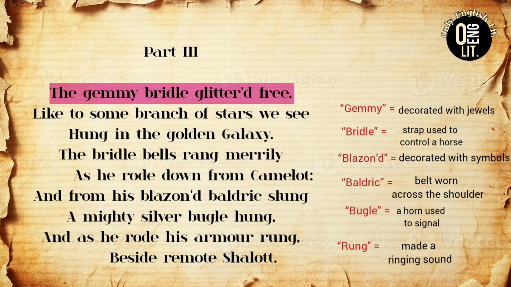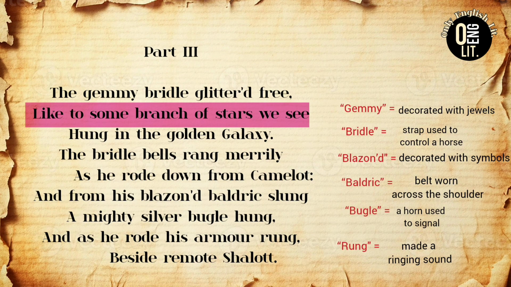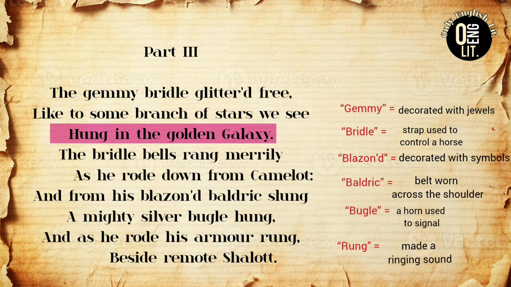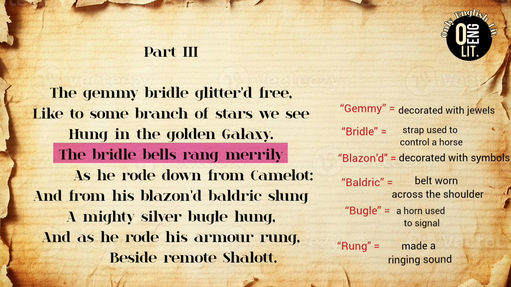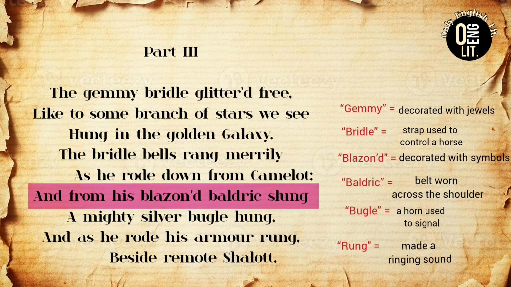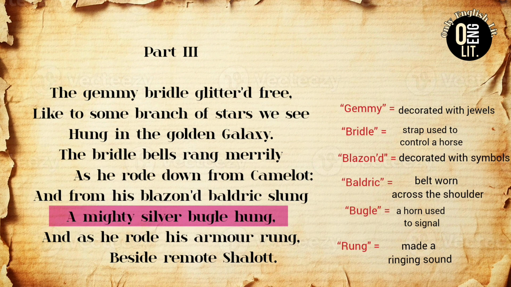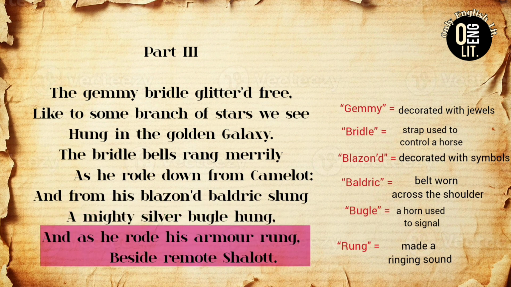Sir Lancelot's horse's bridle covered with gems sparkles in the light, which looks like some branch of stars hanging in the golden sky. As he rides towards Camelot, the bells attached to the bridle chime happily. From his decorated belt a large silver horn hangs. As he rides and comes towards the remote land of Shalott, his armor makes metallic sounds.